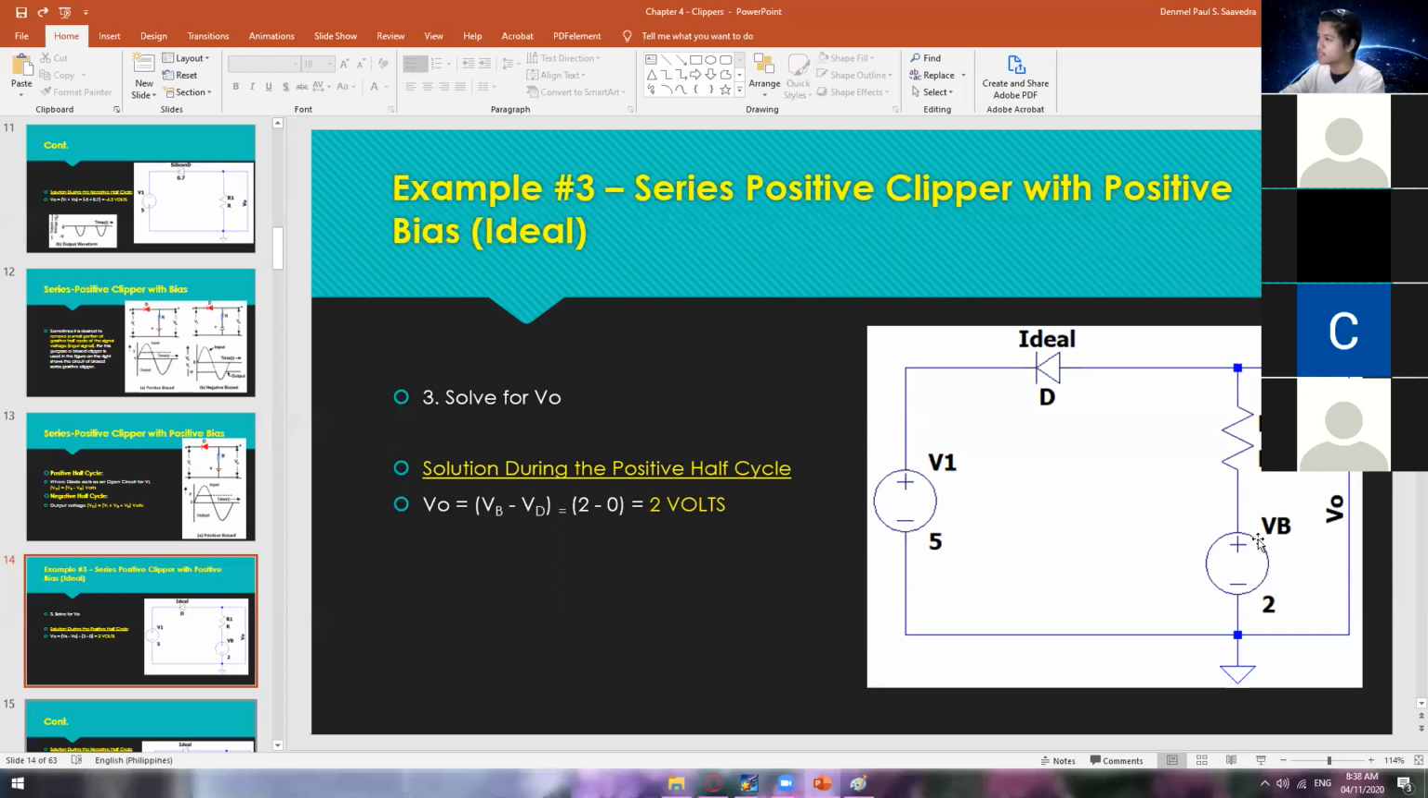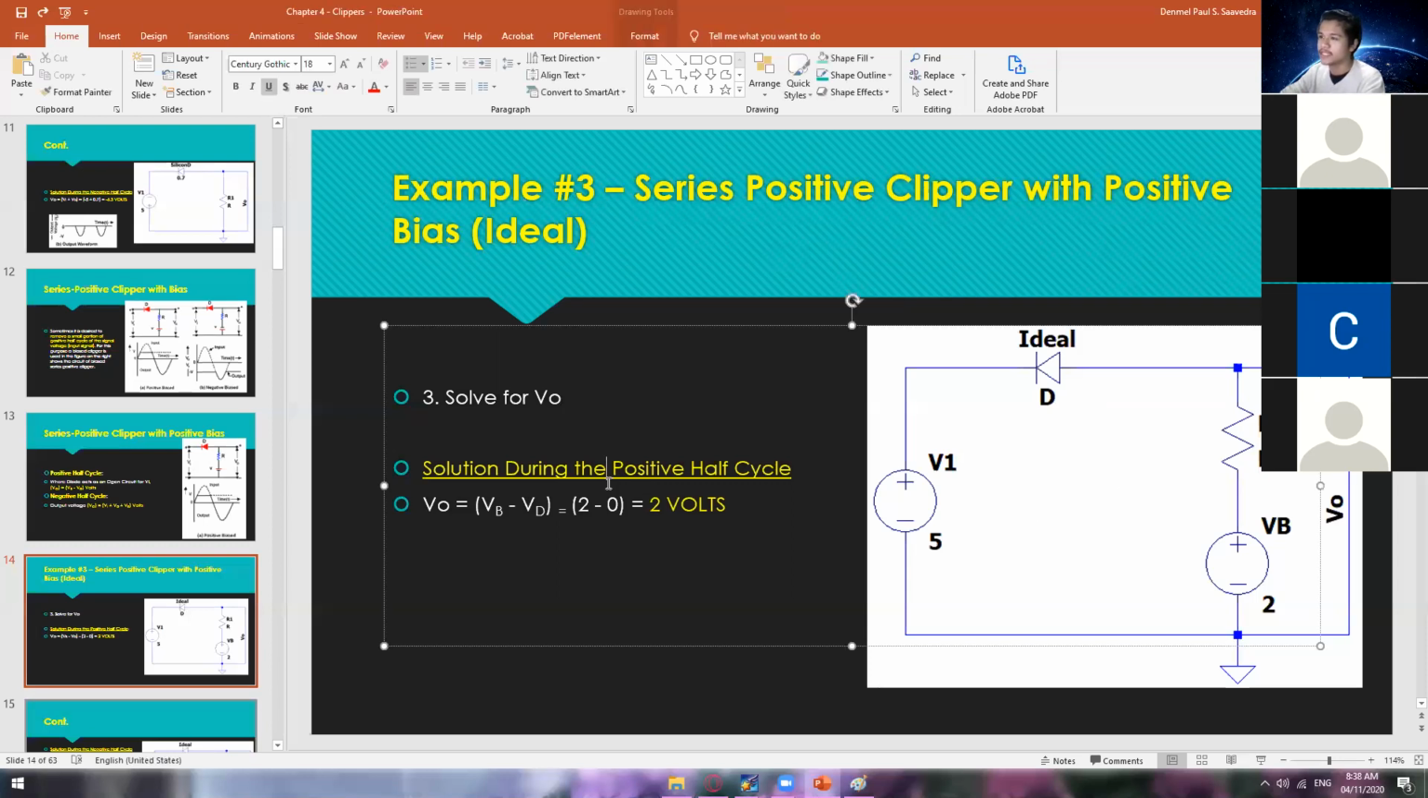Okay. So as a result, we only have to deal with this ideal diode and then the bias voltage itself. So 2 minus 0. So 0 because our diode is ideal. Okay. So we don't have to deal with the diode threshold voltage. So as a result, for the positive half cycle, we have here 2 volts.